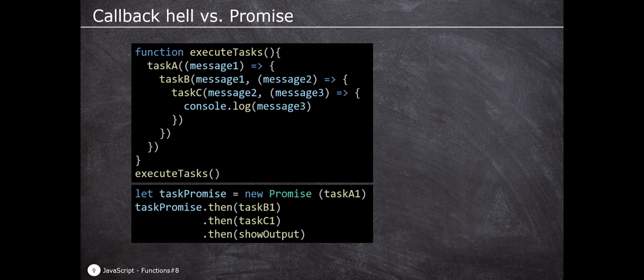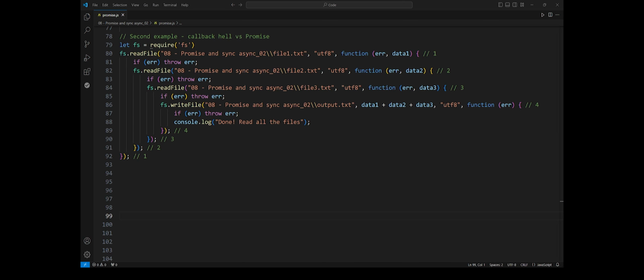Now consider a situation where I have to add a new task between the task B and task C. It is much easier with the promise. Now before we move ahead, let's look at one more example. I took this from the previous video of callbacks.